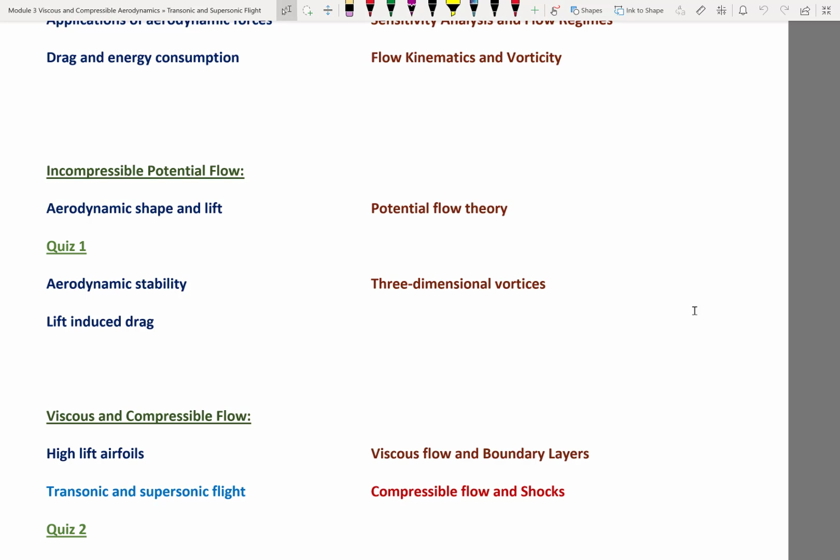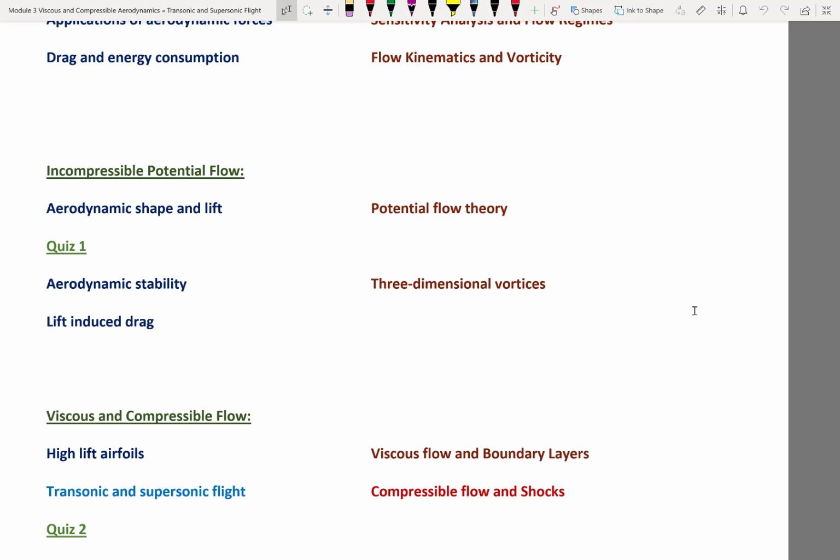All right, let's get started. So we are in the viscous and compressible flow section, and we have already looked at viscous flow and the boundary layer separation, right? And this week, today and on Wednesday, we're going to be looking at transonic and supersonic flight, respectively. All right.